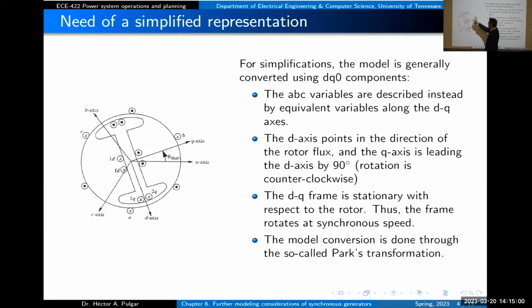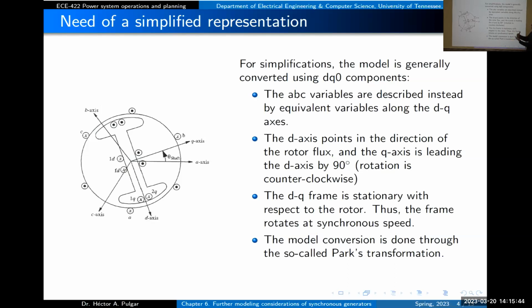Instead of having currents and voltages in the phases A, B, C, equivalently, we want to have current and voltage in axes D and Q. So these are going to be equivalent to having sinusoidal voltage and current in phases A, B, and C. We will talk a little bit more about it. This DQ frame is going to be stationary with the rotor. So if the rotor moves, the frame will move as well. If the rotor rotates at synchronous speed, the frame will rotate at synchronous speed.